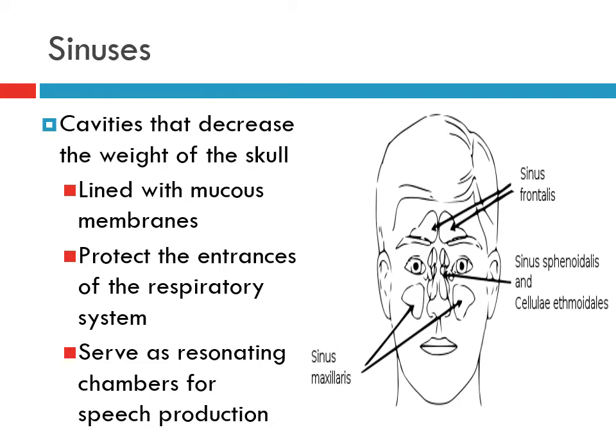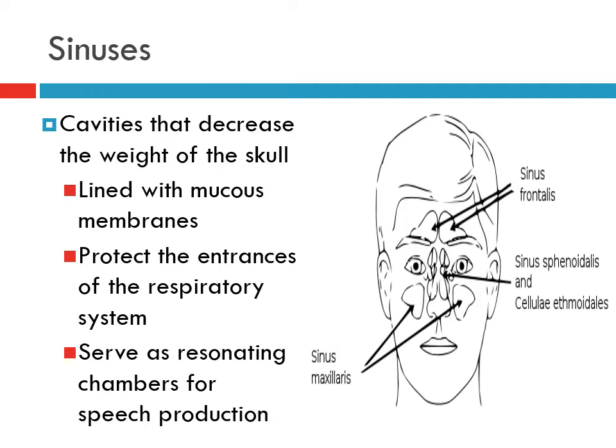Within some of these facial bones, we have sinuses, which are cavities within the bone itself. They have multiple functions. They decrease the weight of the skull. If your skull bones were all compact bone, your skull would be much heavier. They're lined with mucous membranes, and they protect the entrances to the respiratory system and serve as resonating chambers for speech production.